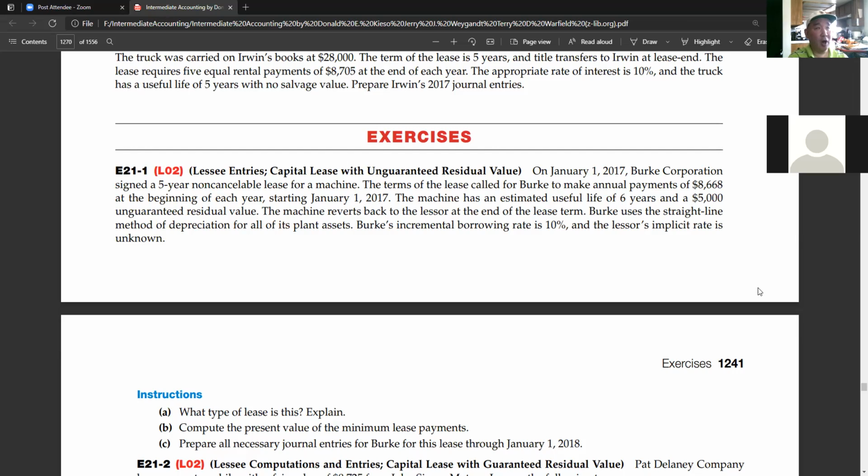Okay, so here we go. We have our 4 rules. Okay, 5-year lease, 6-year life. The equipment has a 6-year life.